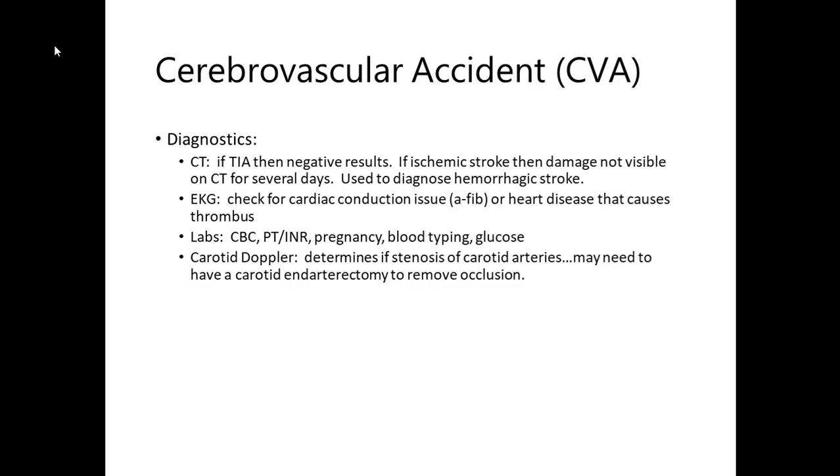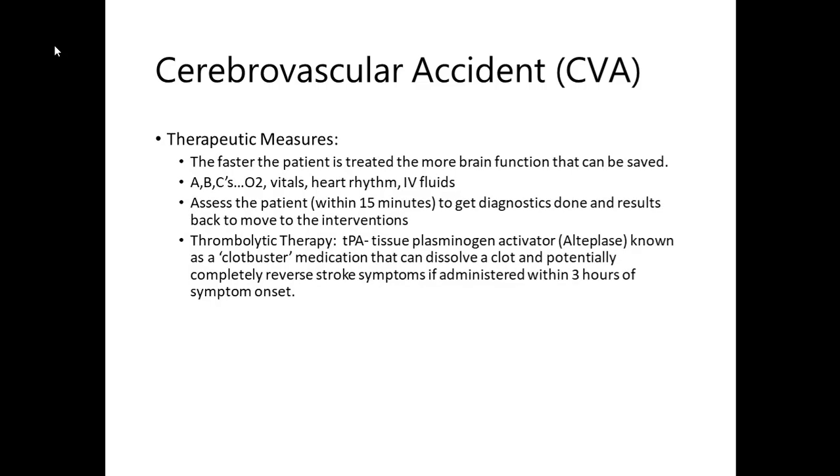An EKG, we're just looking for something that might cause a blood clot somewhere, like AFib or some sort of heart disease. Labs that are going to be done: CBC, PT-INR to check their clotting, obviously a pregnancy test, blood typing, glucose, because the brain needs lots and lots of sugar. And then a carotid Doppler might be done just to see if there's any stenosis or narrowing of those carotid arteries, depending on what exactly the cause of the stroke was.